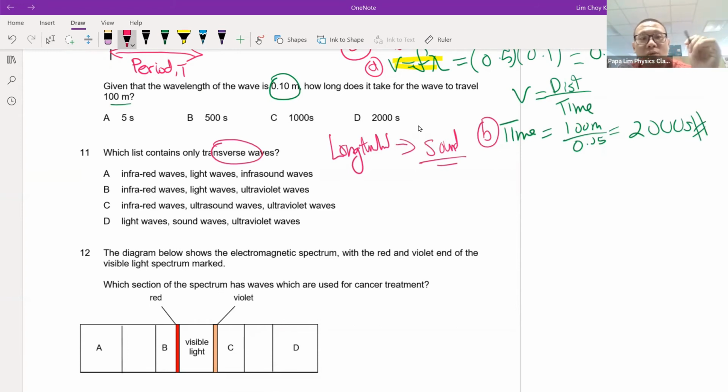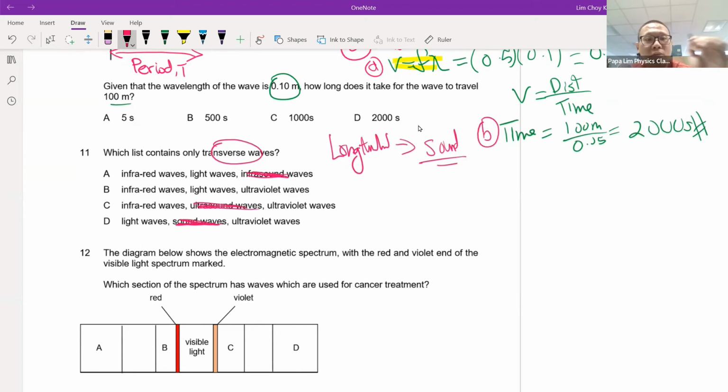So the easiest way is to get rid of whichever option has sound. For example, ultrasound: the moment I see ultrasound, it is definitely a longitudinal wave and definitely not a transverse wave. A sound wave is definitely a longitudinal wave. Likewise, infrasound, same thing. Anything to do with sound, ultrasound, infrasound, audible sound, they're all longitudinal waves.